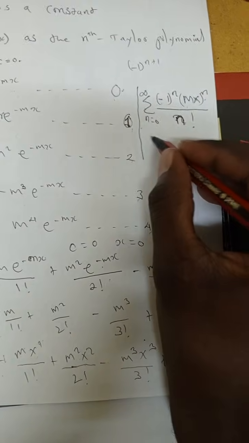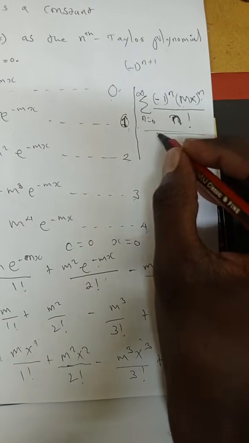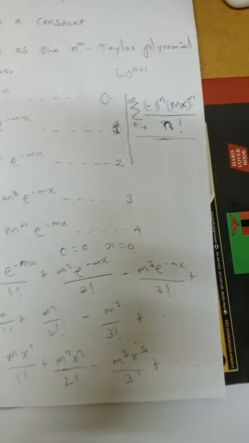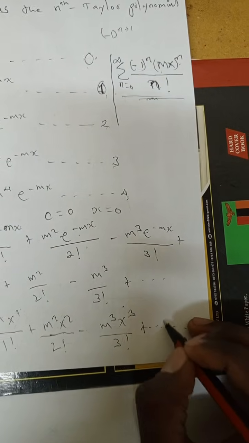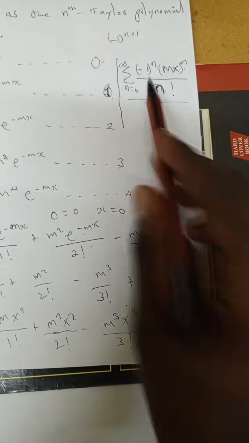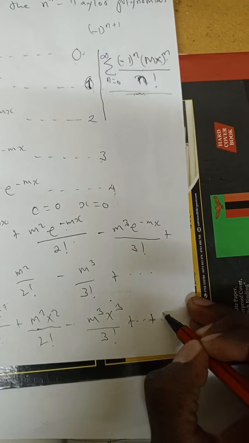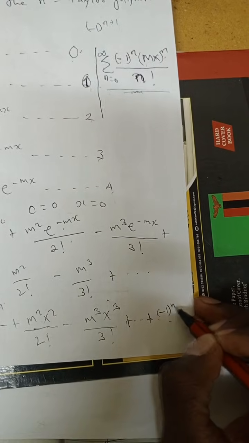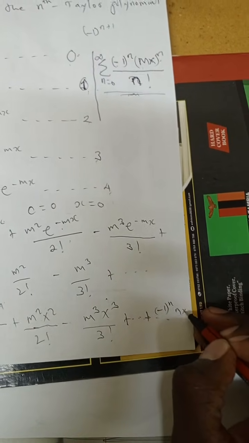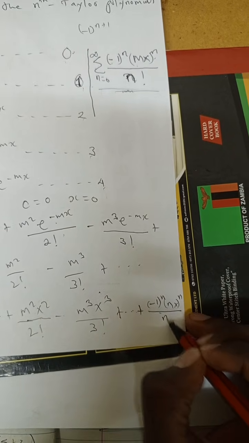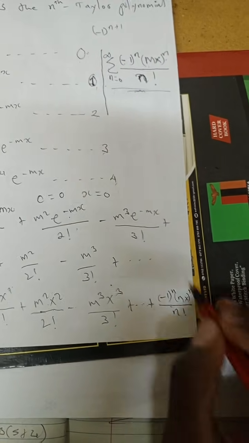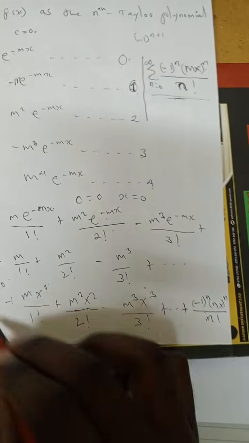So this is the nth Taylor polynomial which we needed. What you can just do is say this, then plus, then we just get that and put it here. We'll say -1 to the power n mx to the power n, all divided by n factorial. So what this means is this represents the sequence for this.